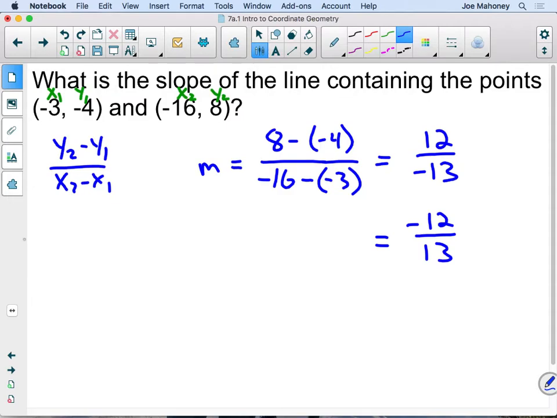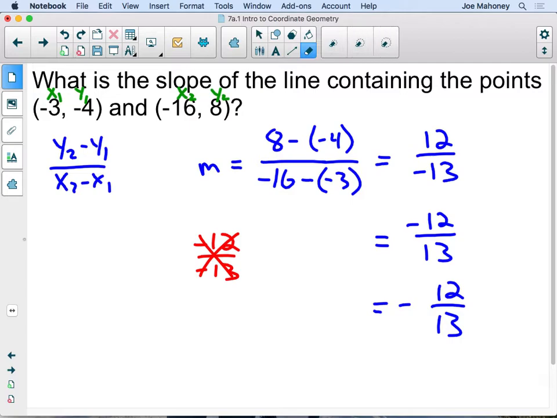That just is subtracting them in a different order. Or we can just make the whole fraction negative. Either of those answers is good. The answer that you don't want to say is negative 12 over negative 13. That's bad. Don't say that.